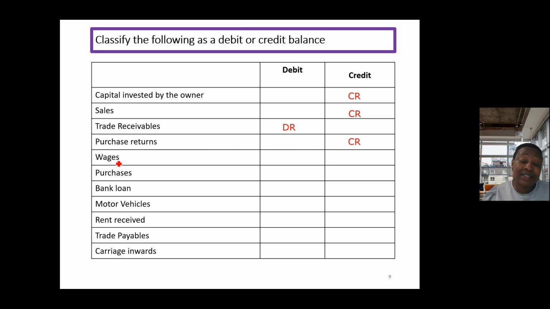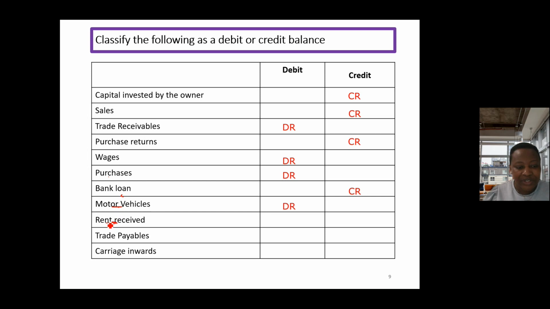Wages is an expense. Expense has a debit balance. So expense, debit. Purchases, so here's the purchases. Purchases is an expense and that has a debit balance. So you see that purchases has a debit balance. Purchase returns, the opposite of purchases, has a credit balance. Bank loan is a liability, and we say liabilities should have a credit balance. Motor vehicle is an asset, a non-current asset. Asset should have a debit balance. So that should be debited.